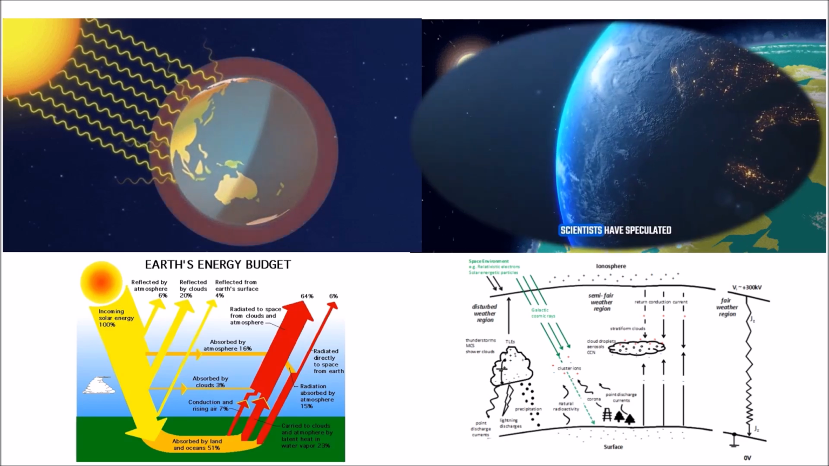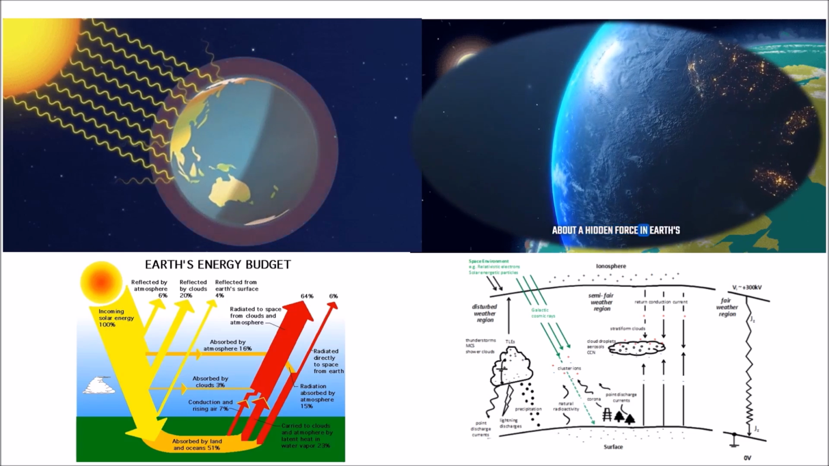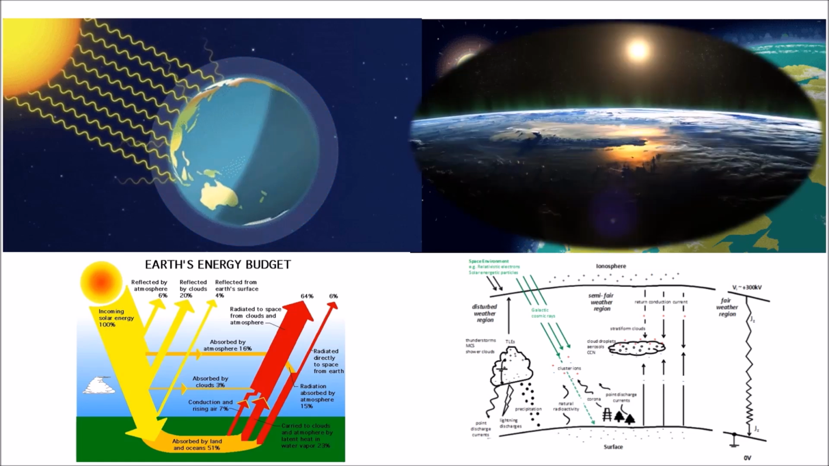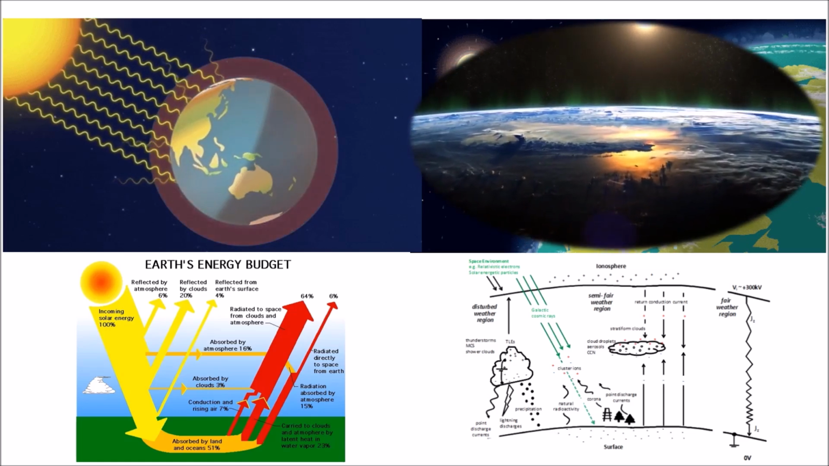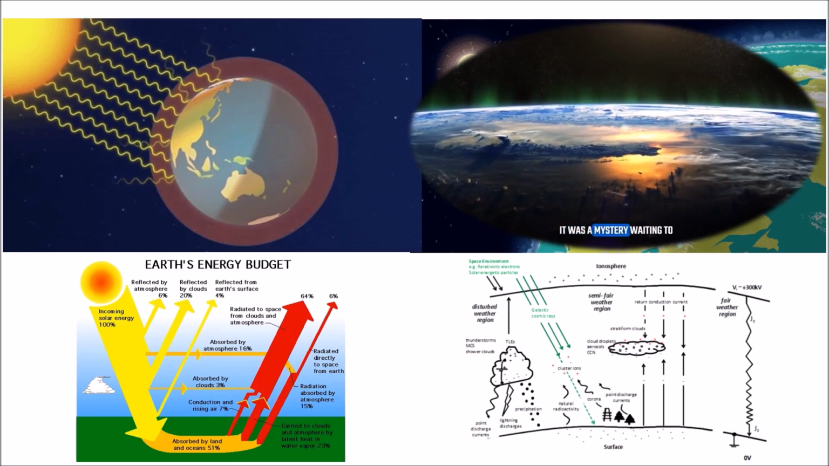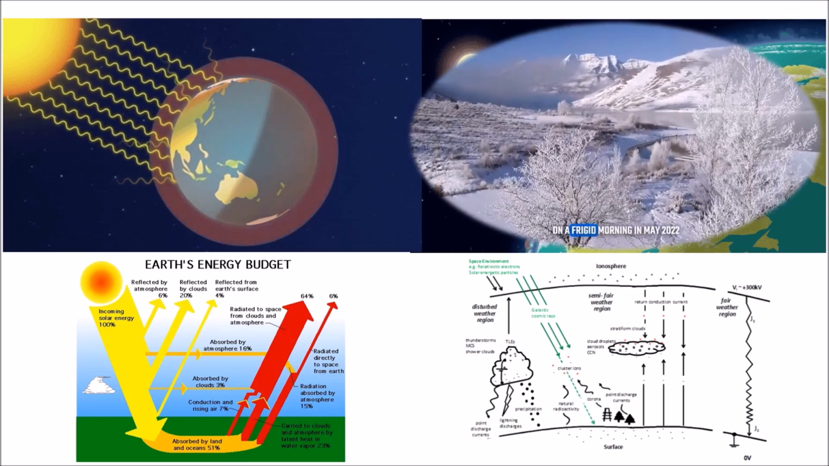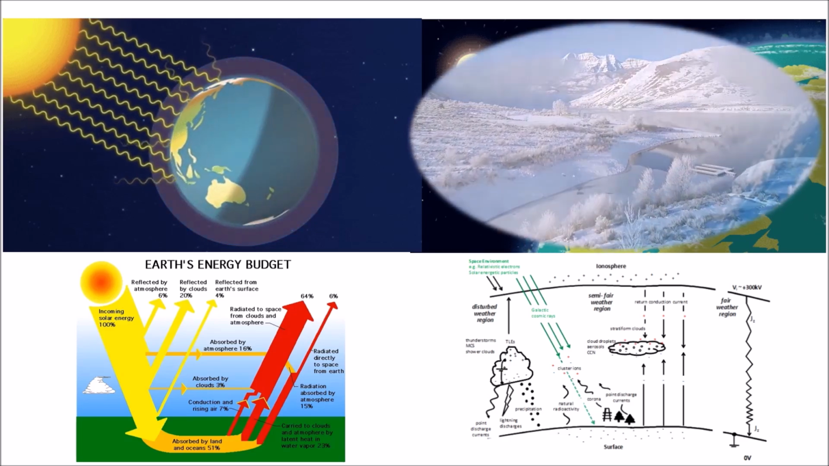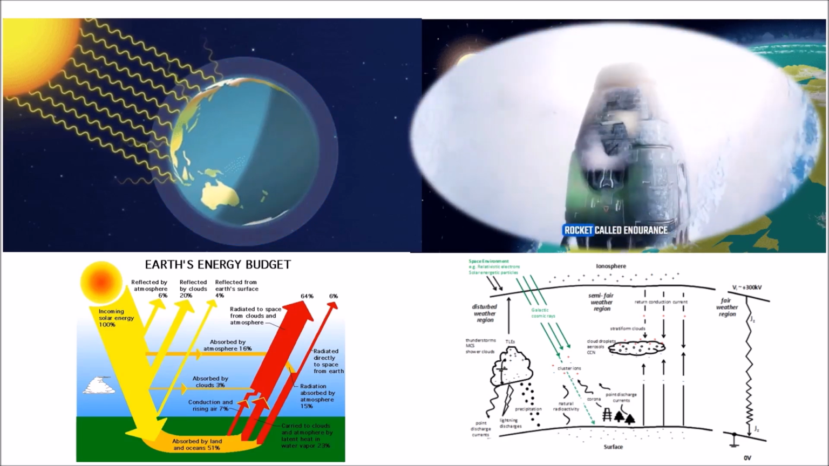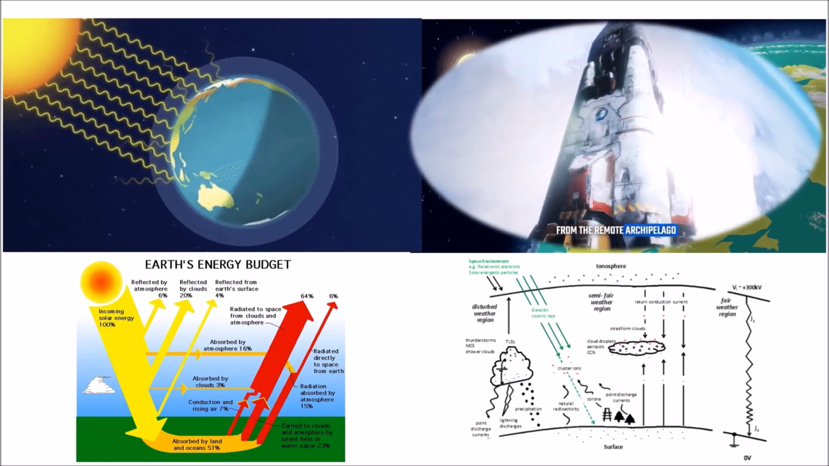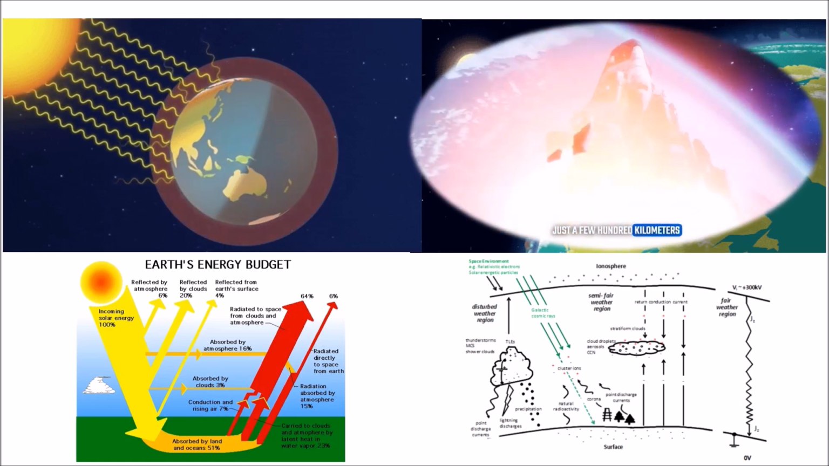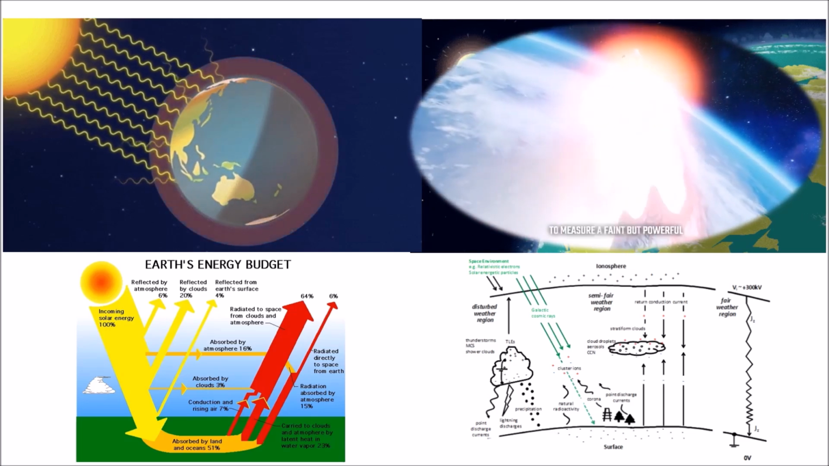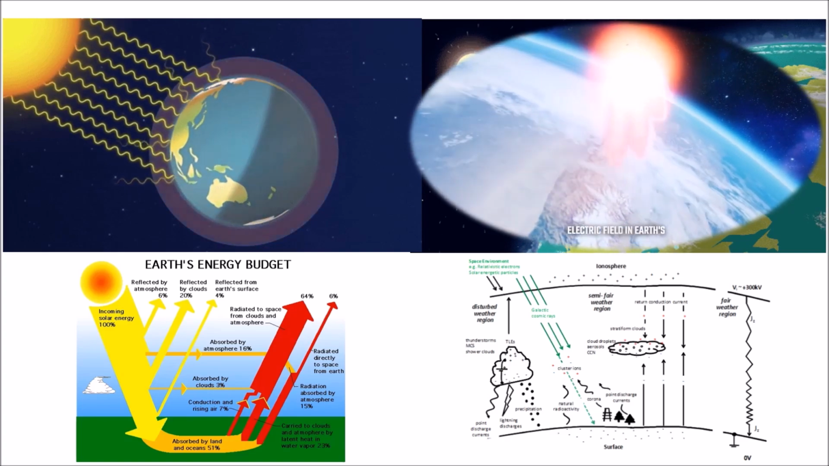For decades, scientists have speculated about a hidden force in Earth's atmosphere, a global electric field that could hold the key to life on our planet. But until now, it was a mystery, waiting to be uncovered. On a frigid morning in May 2022, a team of scientists set out on a daring mission. They launched a sounding rocket called Endurance from the remote archipelago of Svalbard, just a few hundred kilometers from the North Pole. Their goal? To measure a faint but powerful electric field in Earth's atmosphere.